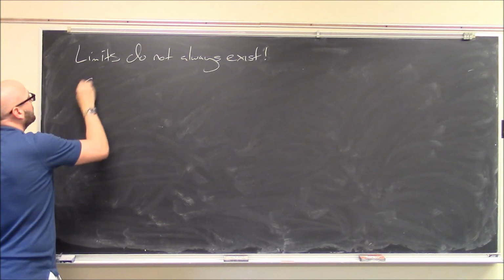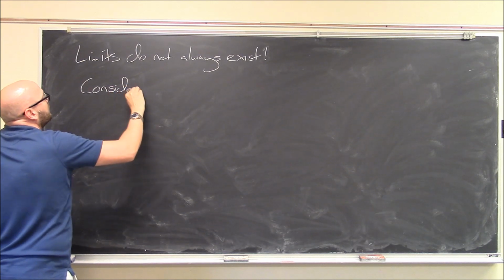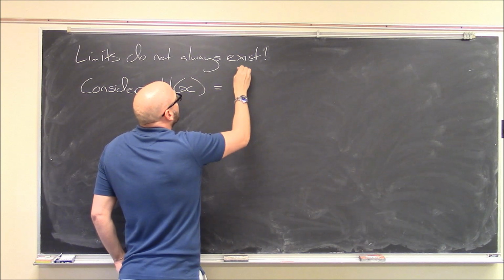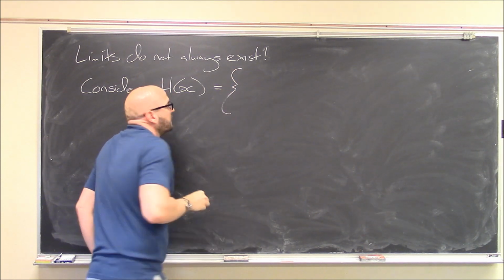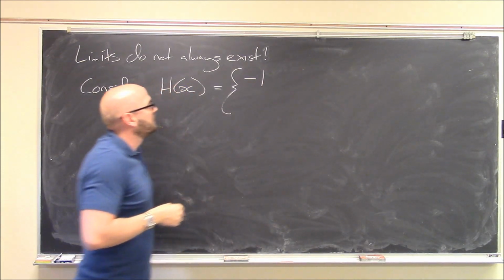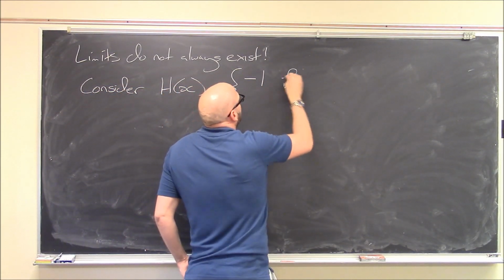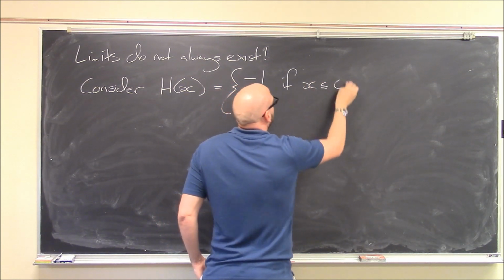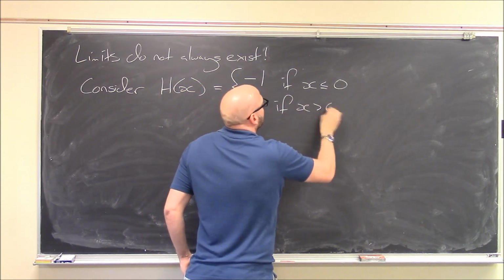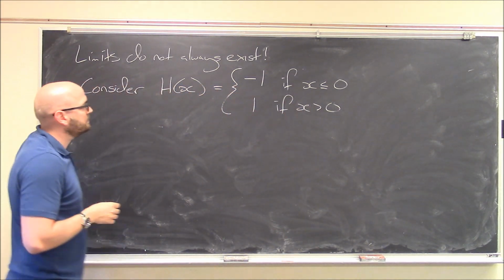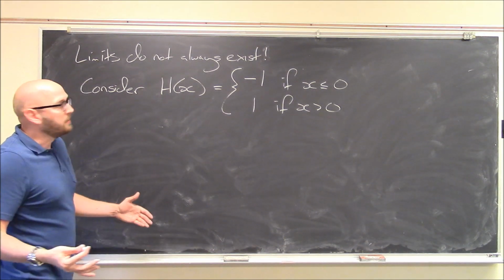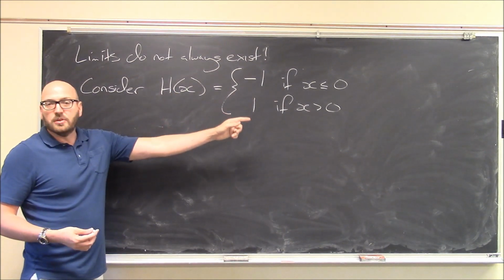So for example, consider, I'll call it h of x, in respect for what's usually called the Heaviside function. This one won't be quite the Heaviside function, but it'll be close. All the y values will be negative 1 if x is less than or equal to 0, and it'll be positive 1 if x is bigger than 0. And the question will be, what's the limit of this function? What's the limit of h of x as x approaches 0?